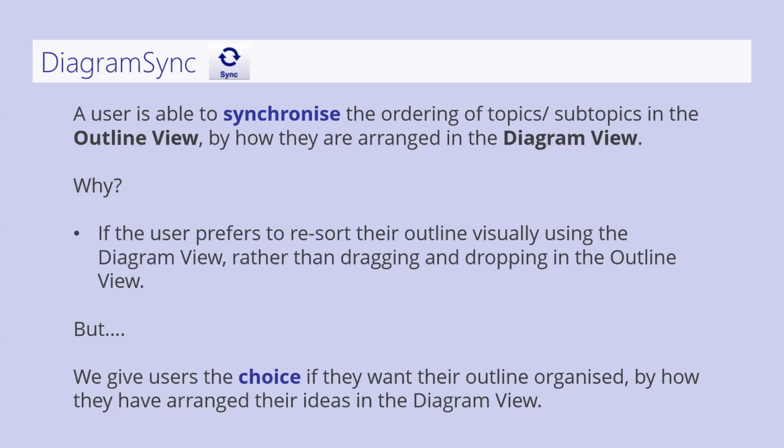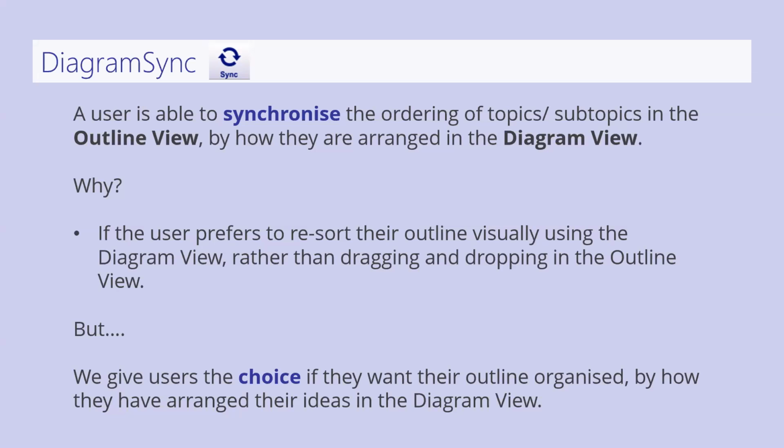But what we've also done is given the users the choice as to whether they want to use that feature or not, because there are situations where you might want to create a diagram and have an outline view, but they are ordered differently. Say, for example, your outline may be ordered because, yes, you're going to use that from an essay writing perspective, but your diagram view, you may lay it out in a way that makes sense for you visually. Perhaps you're going to be using that for revision and you want that sorted differently. So it's down to the user whether they want to use that feature or not. And again, that was through user feedback. That was something that was very important.